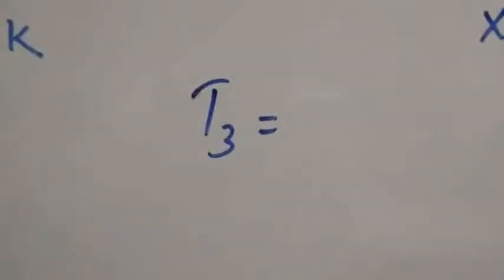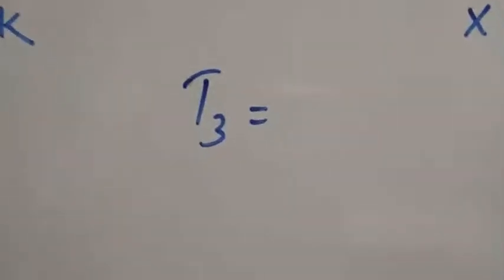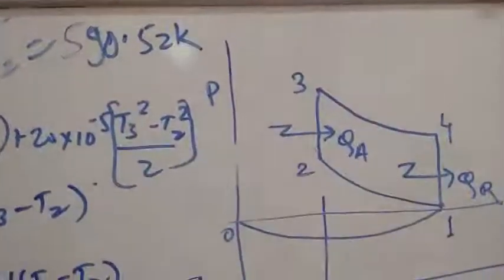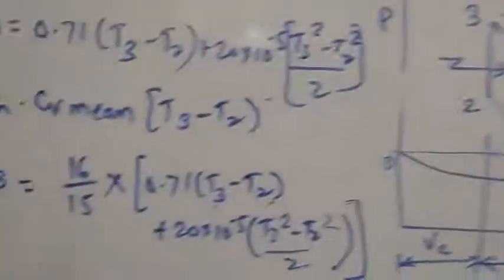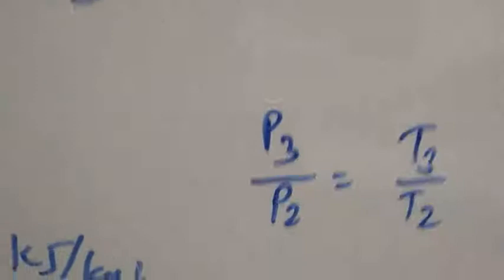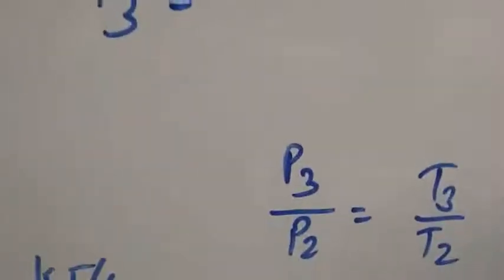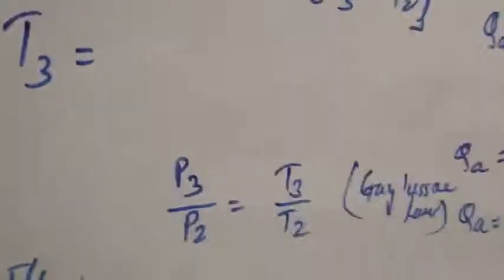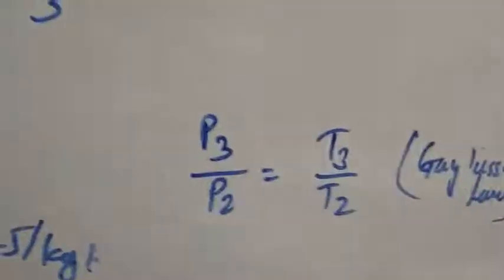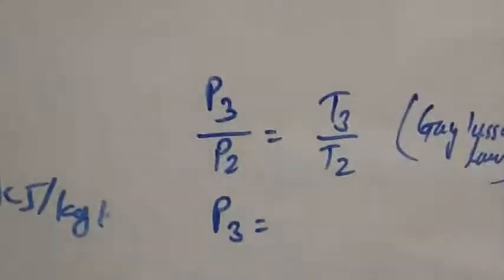After getting the temperature at point 3, that is T3, I can get the pressure at point 3, that is the maximum pressure. T3 is the maximum temperature, so I can get the maximum pressure at this point by using the Gay-Lussac law. What does the Gay-Lussac law say? Between 2 and 3 I apply this equation: P3 by P2 is equal to T3 by T2. From this I can get the pressure at point 3, that is P3.